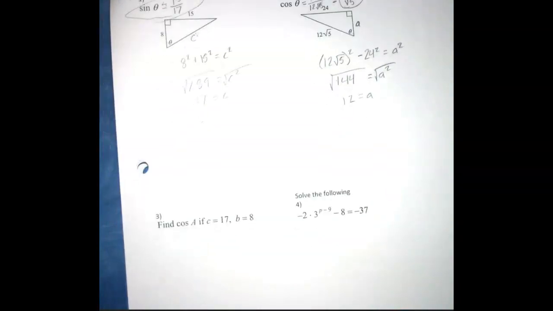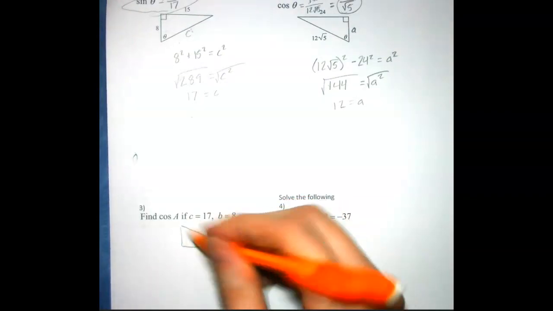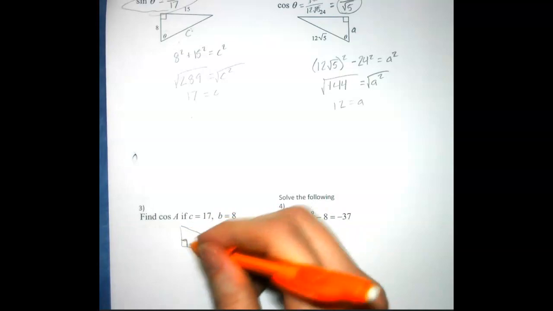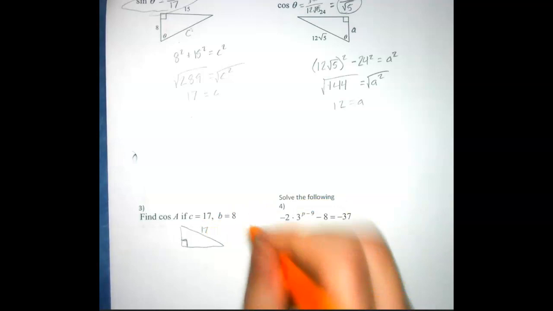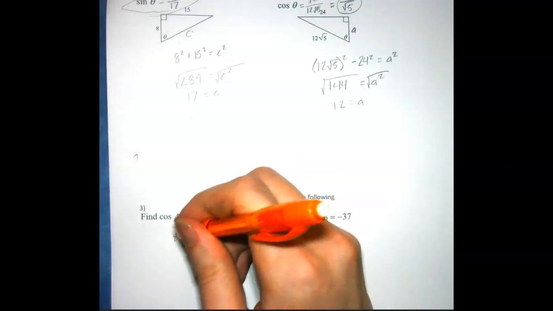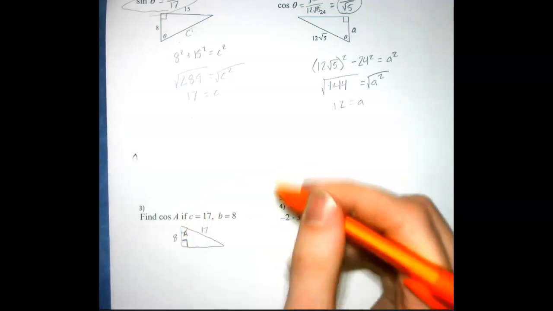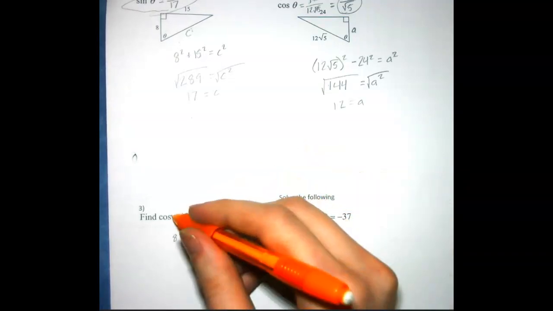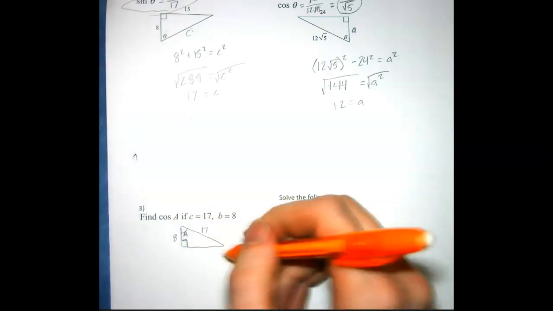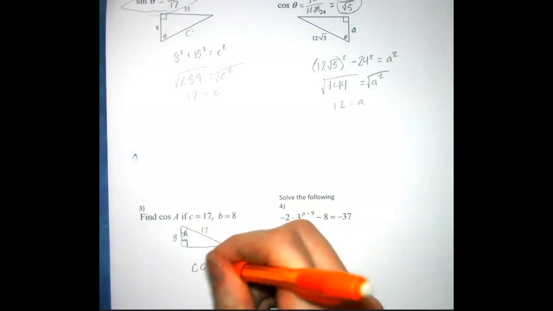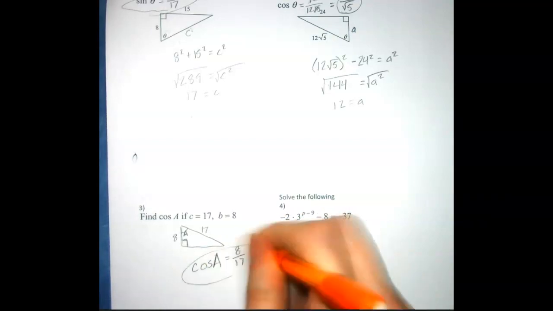And for problem 3, we are first going to start out by drawing a triangle. We said that C is our hypotenuse, B is going to be one of our lengths, and we are looking for angle A. So if we do the cosine of A, we're going to look at this adjacent side over the hypotenuse, and we'll have cos of A equals 8 over 17.